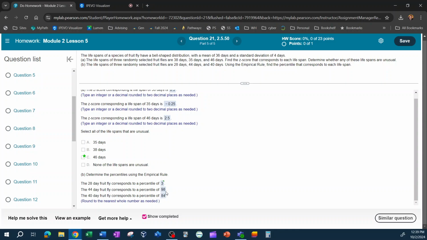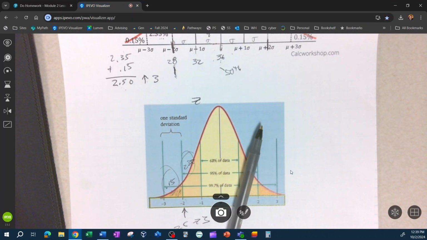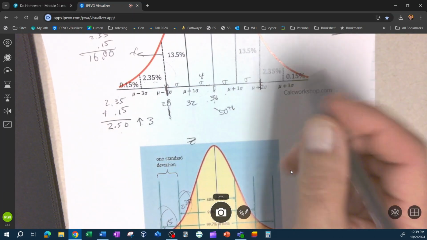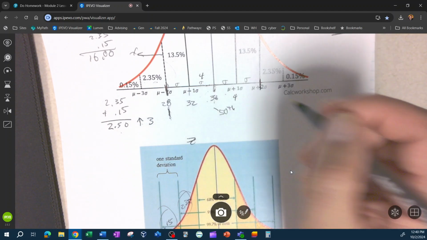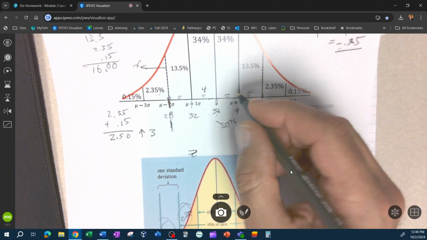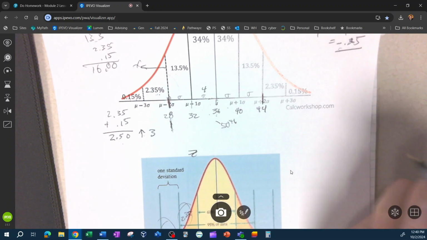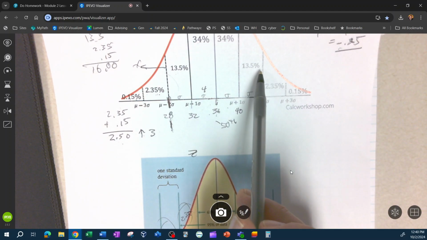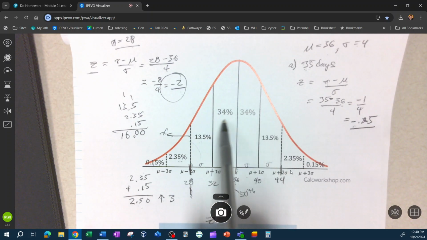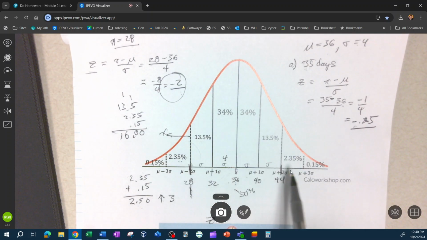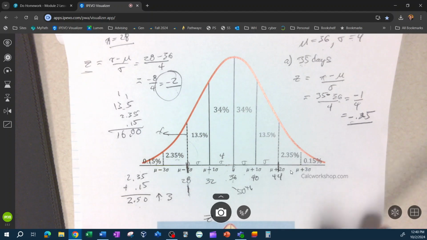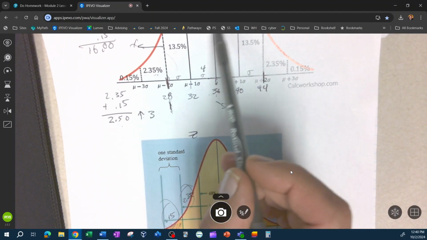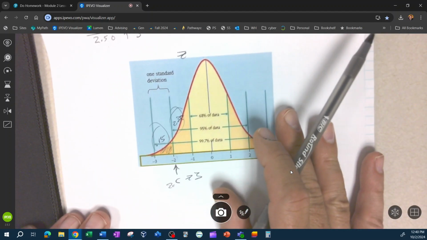44 is 98%. 40 is 84%. And where are those on the graph? Well, one standard deviation is, what's the, 40, 44. All right, if you added up all of these percentages here, you would get 98. If you added up all these, you would get 84. And it would be the same if you changed to Z-scores.